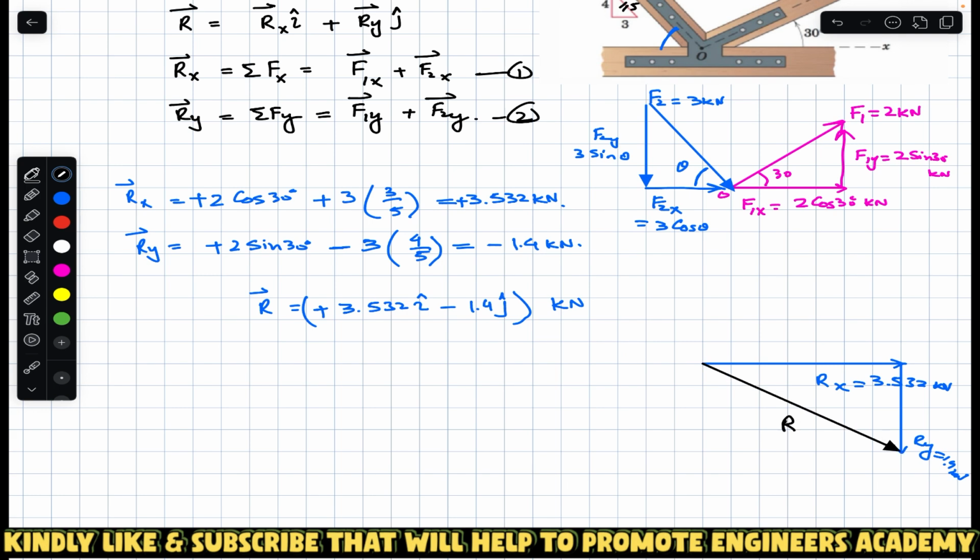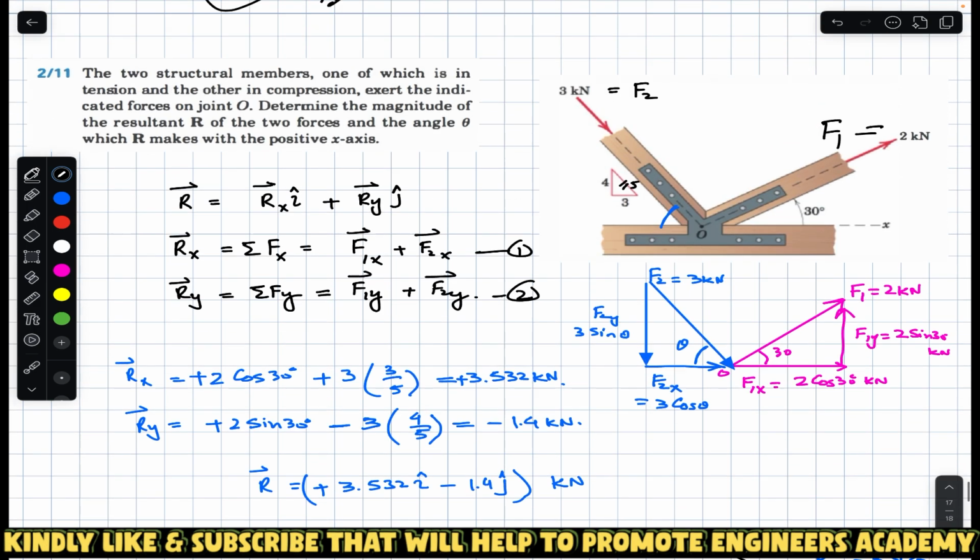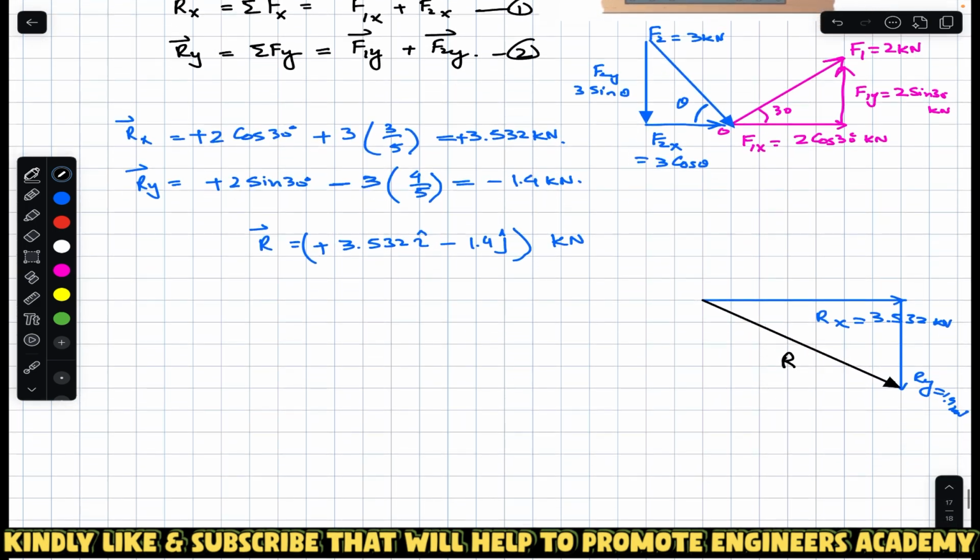Now we are asked to find the angle of the resultant with the positive x-axis. The positive x-axis is going to be in this direction, so we are required to find this angle, let's say angle alpha. If I apply tan alpha to this right angle triangle, tan alpha will be the perpendicular divided by the base.